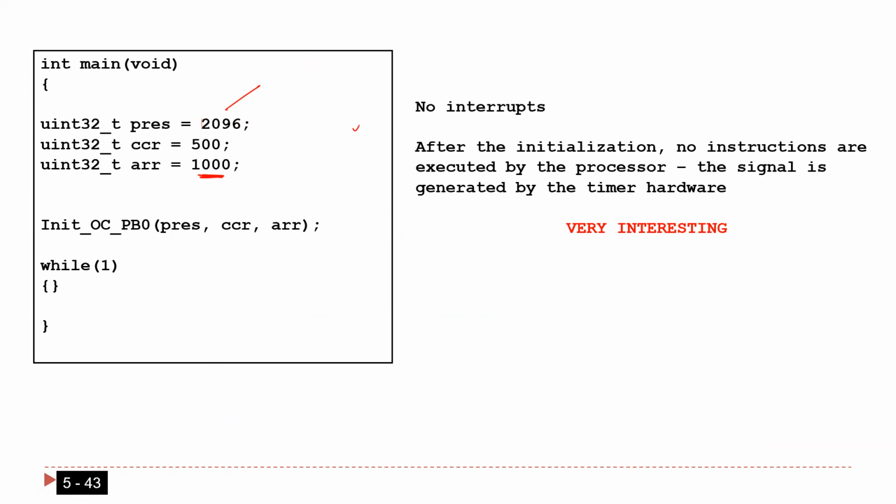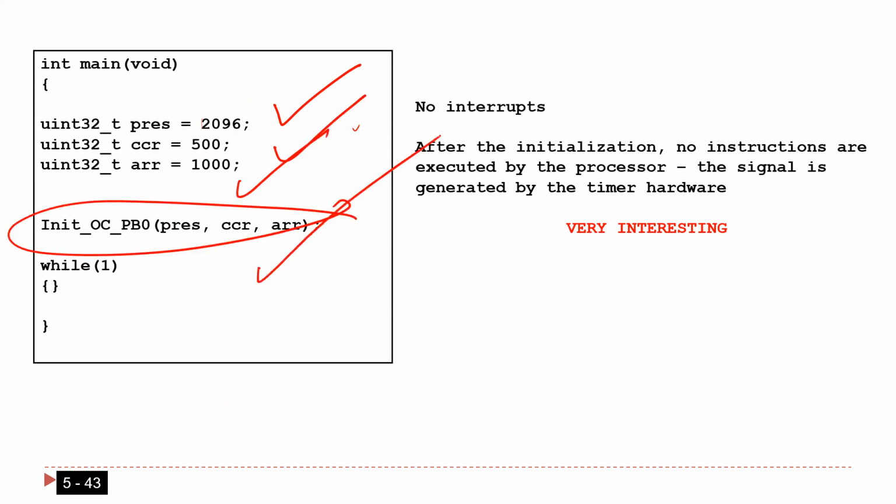What is the beauty? All I need from you, microprocessor, is just to do the initialization. So the microprocessor is going to execute this function. That's it. After that, without interrupts, I'm going to take 0 time from you. This is the beauty. The processor initializes the hardware, and once the hardware is initialized, the hardware is going to take care of everything after that.